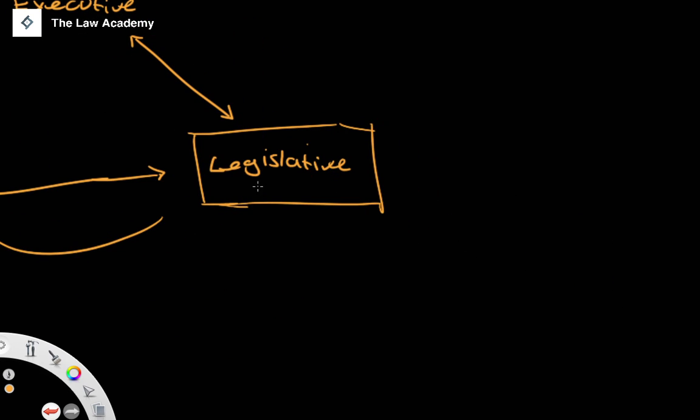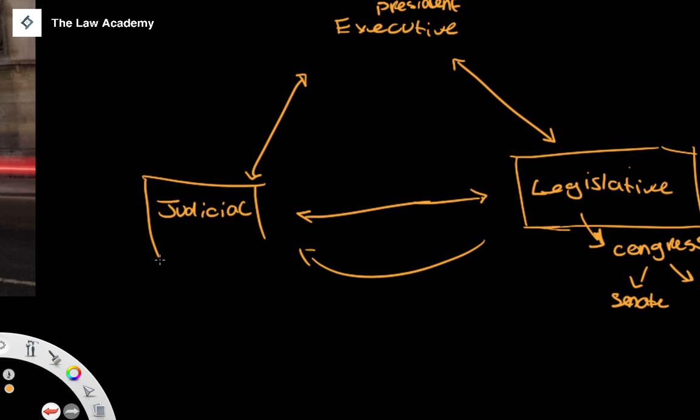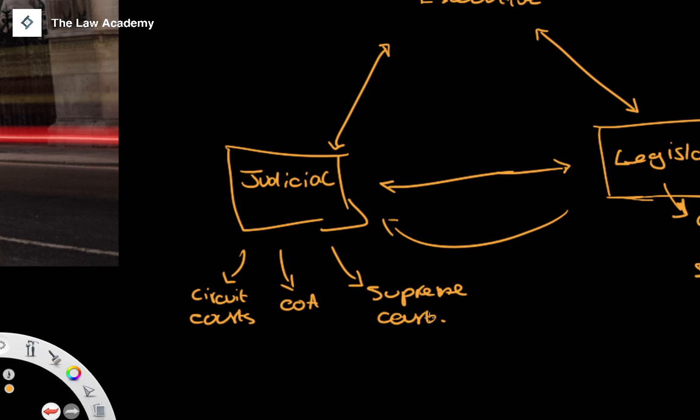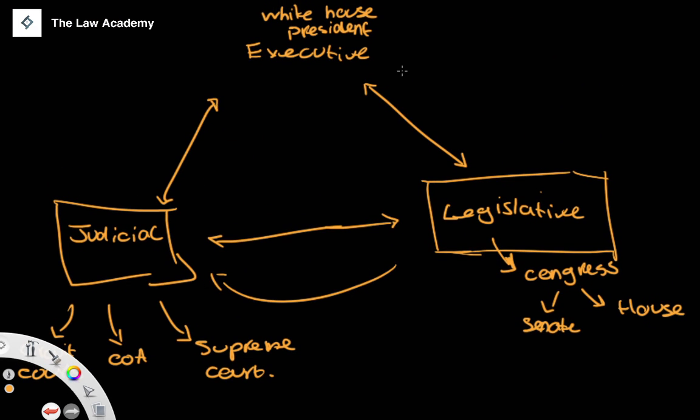You have the legislative branch, which is concentrated in Congress, which is divided into the House and the Senate. And at the federal level, at least, you have a judicial branch, which is separated into things like circuit courts, the Court of Appeals, and of course the Supreme Court. And just like when it comes to the principles of the separation of powers, these have separate powers when it comes to government. They all do different things.